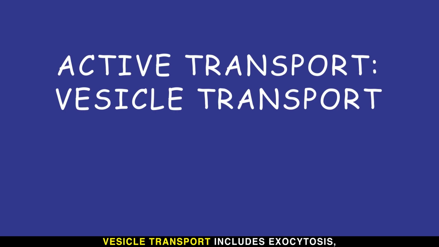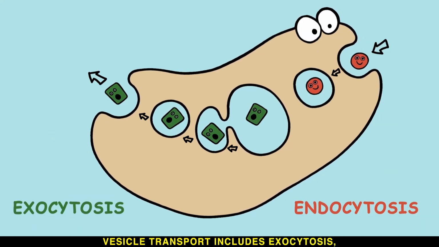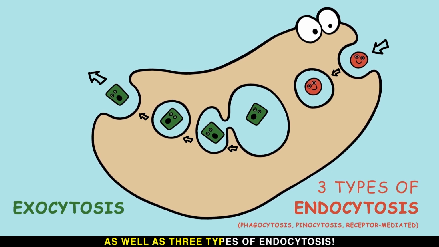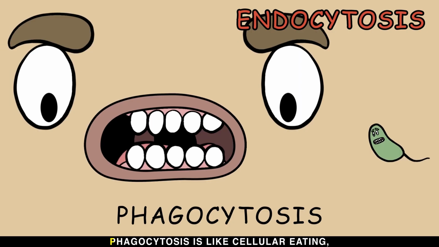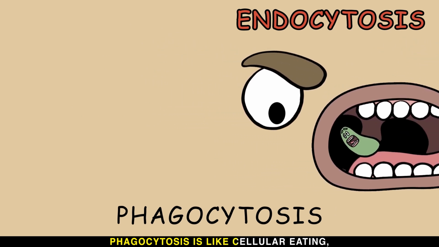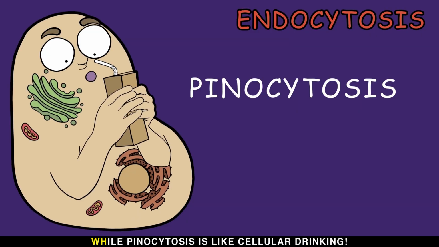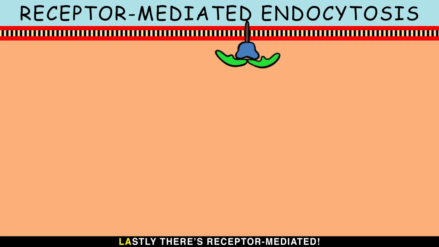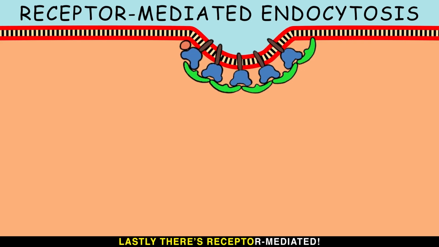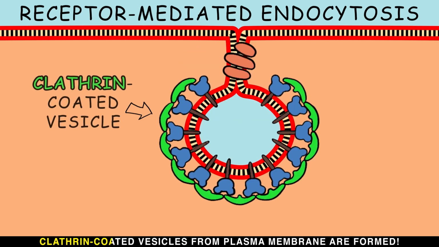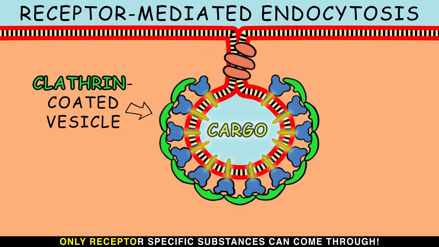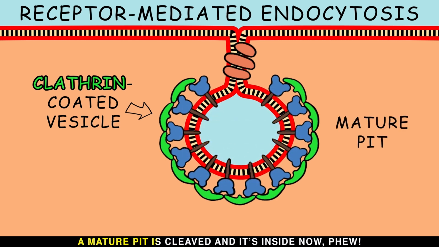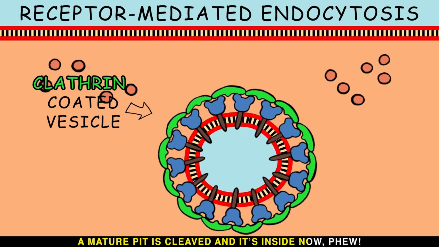Vesicle transport includes exocytosis, as well as three types of endocytosis. Phagocytosis is like cellular eating, while pinocytosis is like cellular drinking. Lastly, there's receptor-mediated, where clathrin-coated vesicles from the plasma membrane are formed. Only receptor-specific substances can come through. A mature pit is cleaved and its inside is now free.